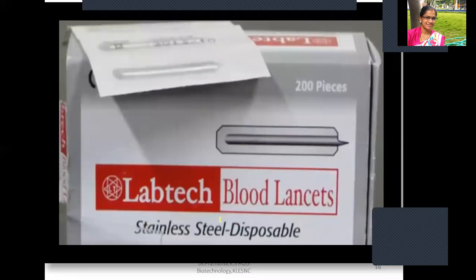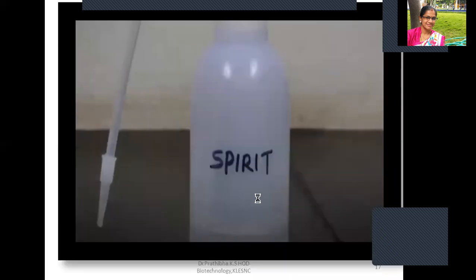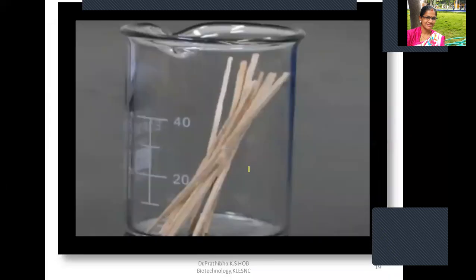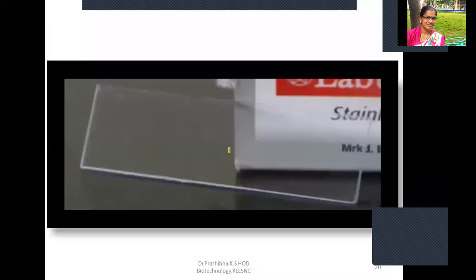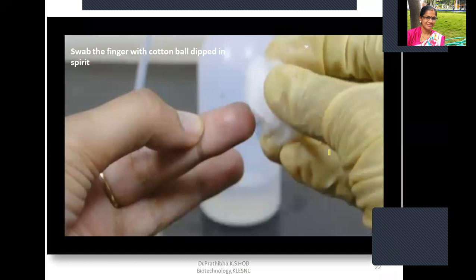To perform the experiment, as I told you before, you need sterilized blood lancets, spirit, cotton balls, toothpicks or mixing sticks or applicator sticks, and you must take a clean glass slide. Now let us go through the procedure.